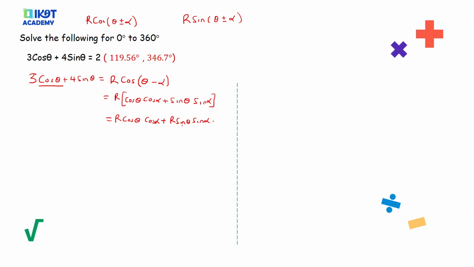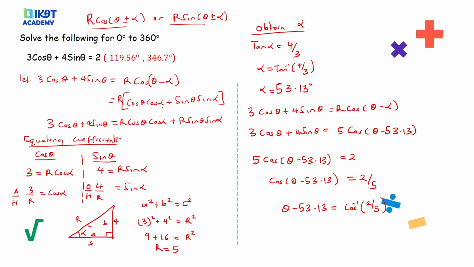So after that, this is how we went on. We expressed it in the form of R cos theta, R sin theta, then you equate coefficients. You get this, you get this, then you put it into this right angle triangle. Then you get the value of R from the Pythagoras theorem. R is 5, and then you get alpha from tan. Tan alpha is 4 over 3. Then you get alpha is 53.13.